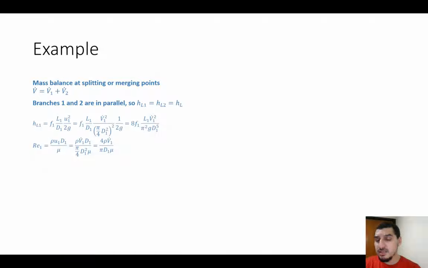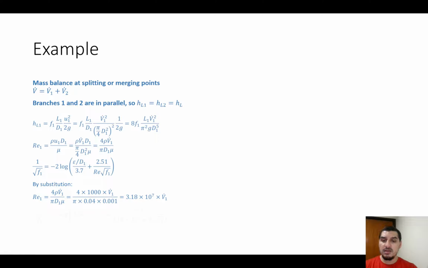So I'm not calculating any numbers now. I'm just putting the equations in terms of the same parameters. Now the Reynolds number is put in terms of the volumetric flow rate, the fluid properties, and the diameter of the pipe. And now we also have the relation that we need for the friction. So this is all to get F1, and this is the relation that we need for the friction factor. And we know epsilon over D1, it's already given, so we can write the equation like this.